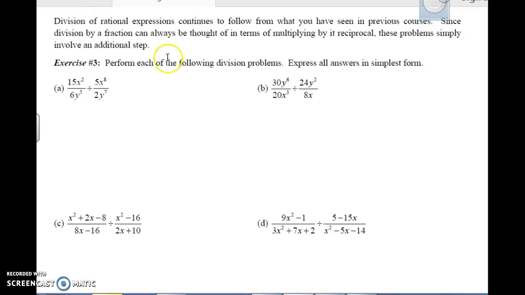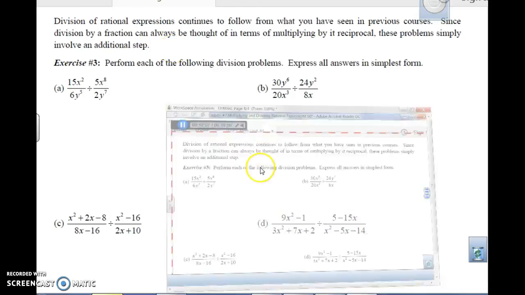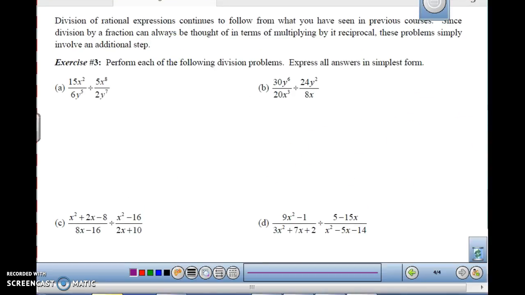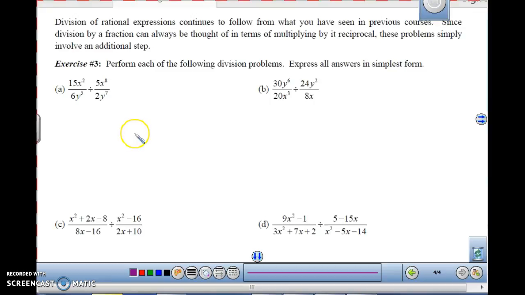Division of rational expressions works the same way as division of fractions. Copy, dot, flip. The first thing that you have to do is multiply by the reciprocal. So these we're not going to factor yet. We're going to flip it first. So we have 15x squared over 6y to the 5th. Copy, change it to multiplication. This one's going to flip. This becomes 2y to the 7th over 5x to the 8th.